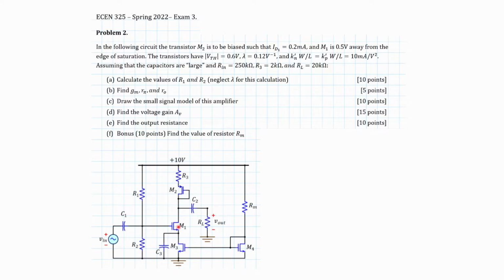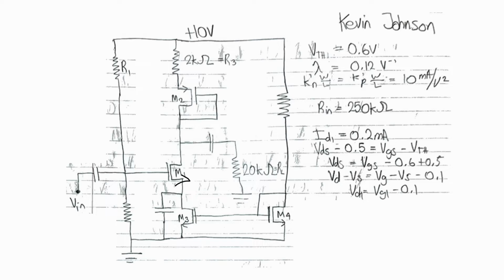And they also tell us the capacitors are large, meaning we can treat them as an open circuit for DC analysis and short circuit for AC analysis. They want an input resistance of 250 kilo ohms. And they tell us R3 is 2 kilo ohms and RL, the load resistor, is 20 kilo ohms. So to get the problem started, I noted down all the values they gave us, and I redrew the circuit just so it's easy for me to work on it.